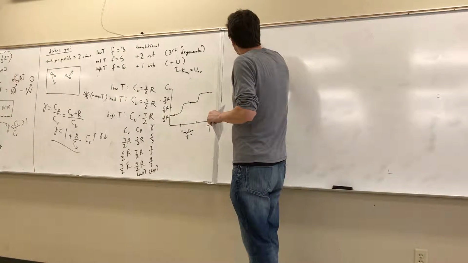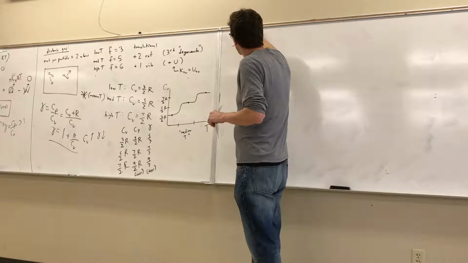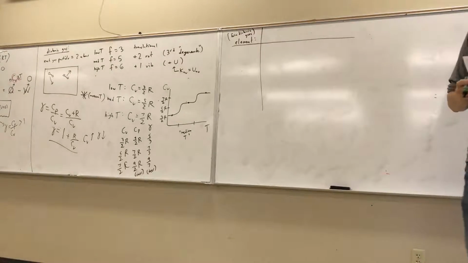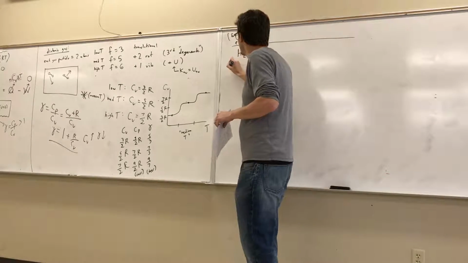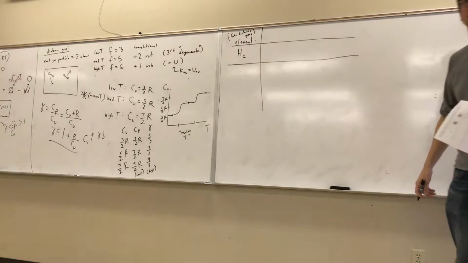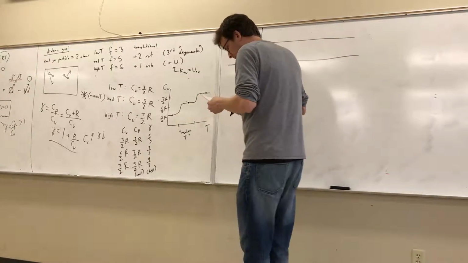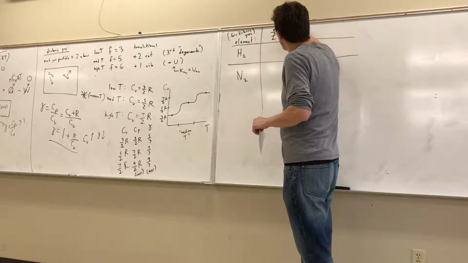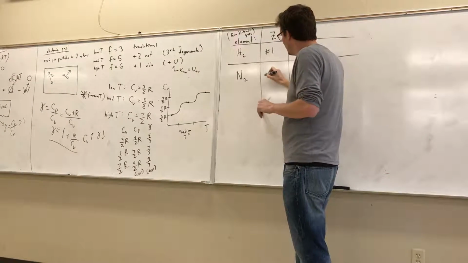So let's take an element that actually behaves in this way, these that actually form diatomic gases. So I'll give you two. Hydrogen forms a diatomic gas. Every gas particle is two hydrogens bound up together. I'll give you another one, nitrogen. Okay? So what element is this? This is number 1, and this is number 7.